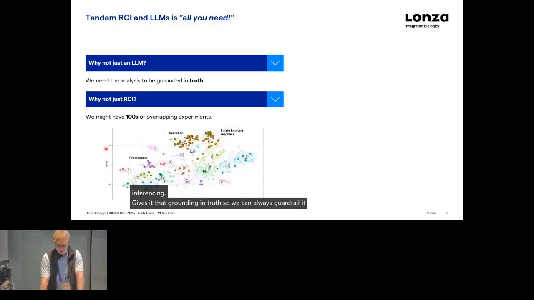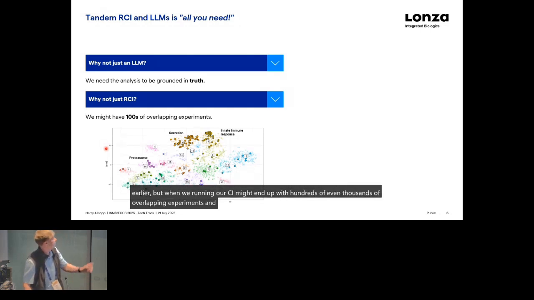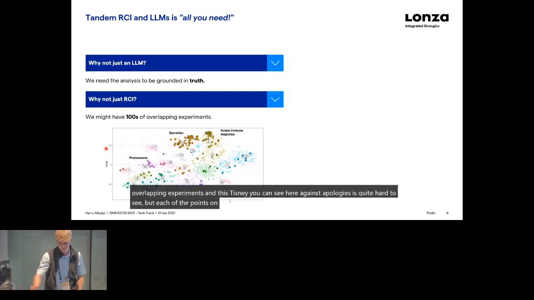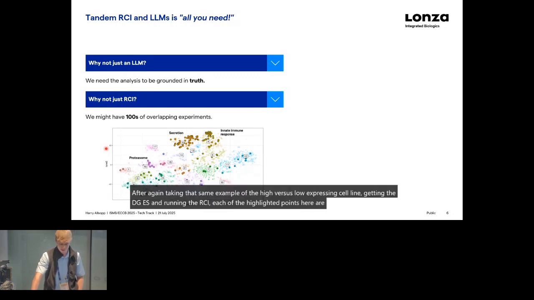And again, I alluded to this earlier, but when we're running RCI, we might end up with hundreds or even thousands of overlapping experiments. And in this t-SNE you can see here, apologies, it's quite hard to see, each of the points is basically a world map of one of these public signature databases, Expression Atlas in this case. Each point is one experiment. There's around 8,000. After taking that same example of the high versus low expressing cell line, getting the DGEs and running the RCI, each of the highlighted points here is a statistically significant experiment. And so there's around 170 here.